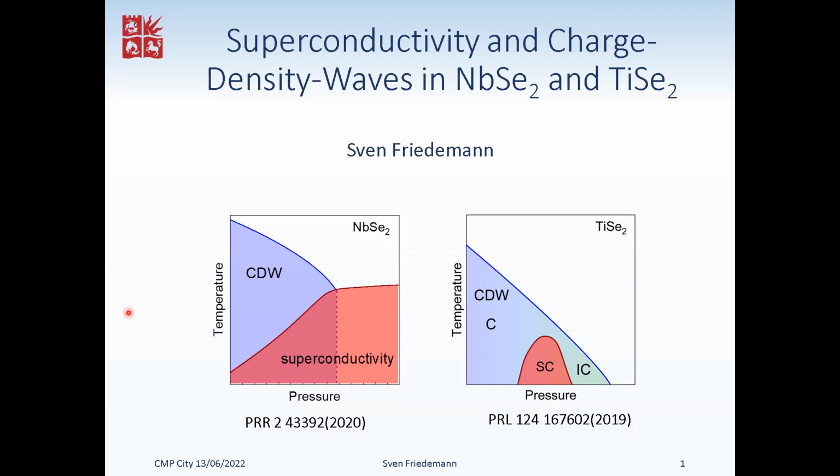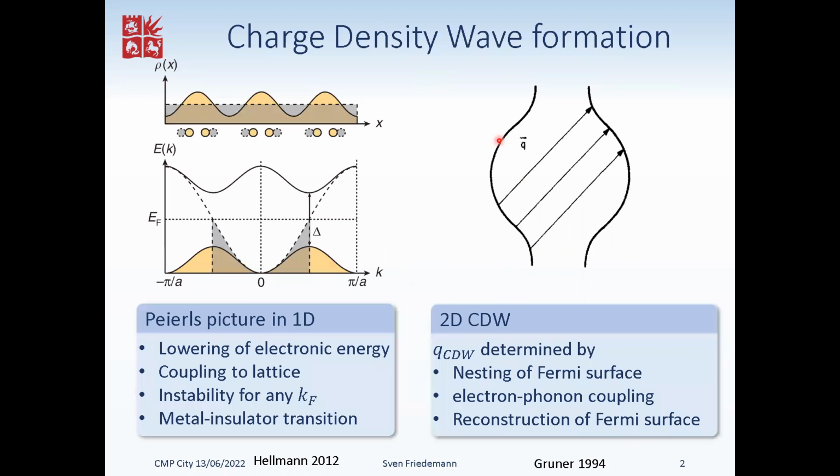Let me start with a brief introduction to charge density waves. The most classical picture for charge density waves is the Peierls distortion, which is taught in textbooks in one dimension, and tells us that it's always energetically favorable for an electron gas to lower its energy by forming a gap due to a potential that is introduced with exactly the wave vector 2kF. And that strictly in 1D gives a metal-insulator transition.